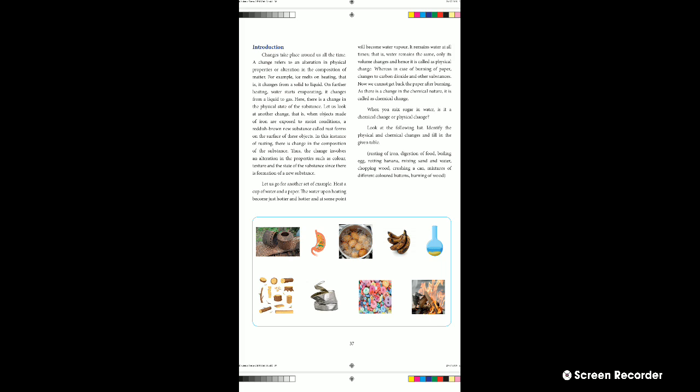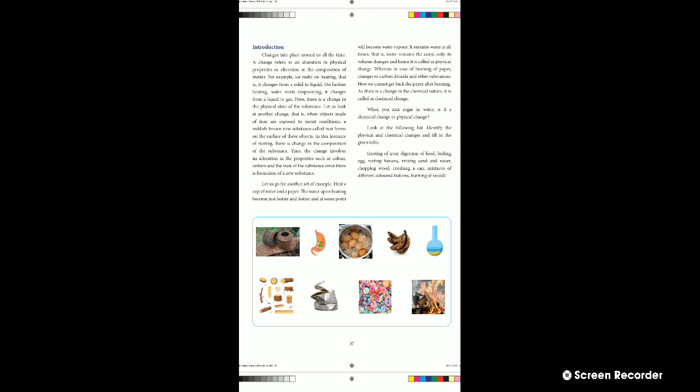Okay, see the changes of physical changes. If you are considering volume changes, it's called physical changes. Whereas in the case of the burning of paper changing to carbon dioxide, a new substance, we cannot get back the paper after the burning, correct?